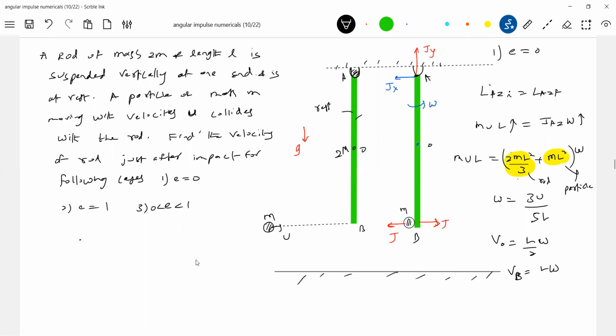And now what happened to the rod after this? It starts rotating. No? Now I'll ask you a few questions. With what speed should the particle come so that the rod will become horizontal? Then what should you do after this? You should apply conservation of mechanical energy. From here, the initial kinetic energy is I_A omega squared by 2. That should be equal to the increase in gravitational potential energy of the system, rod plus particle. Write that equation.